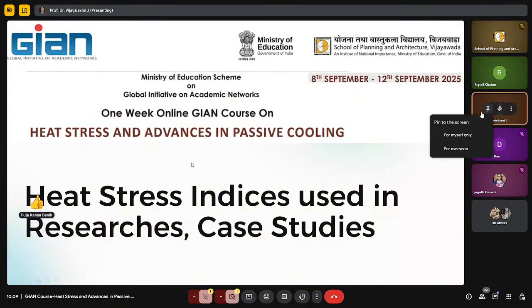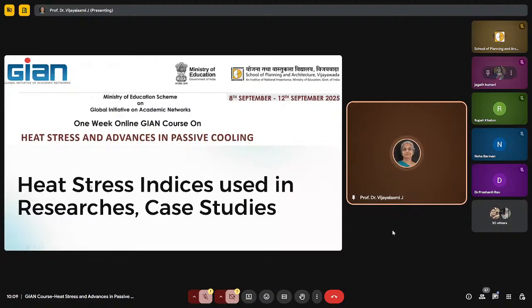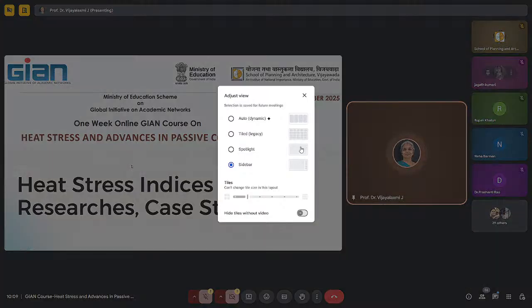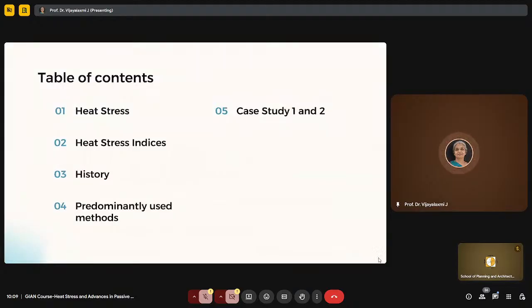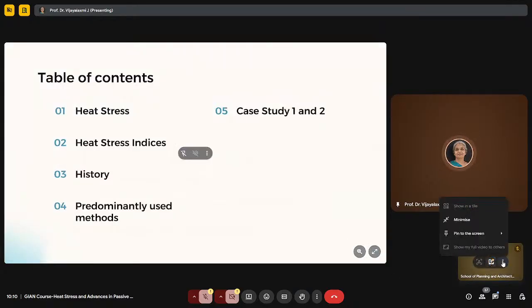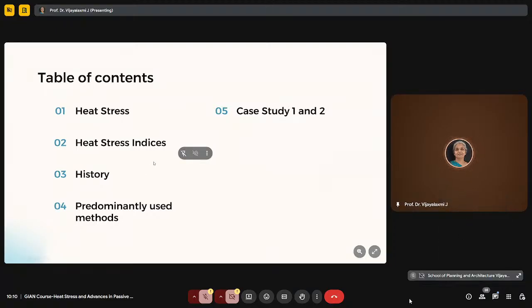So today we will see heat stress indices used in research and also case studies. When I say case studies, these are two pilot projects done by me in this area of understanding. We've had too much of heat stress in my first lecture and the first part of Sir's lecture, so just briefly, like a recap: what is heat stress, what are the various heat stress indices, and what is the history of heat stress, so that we don't get confused.